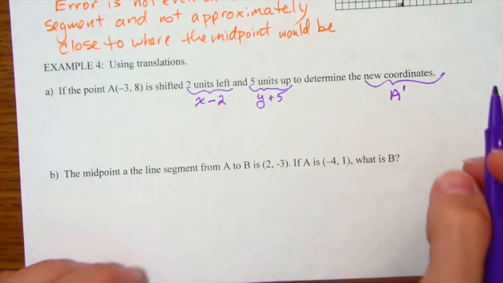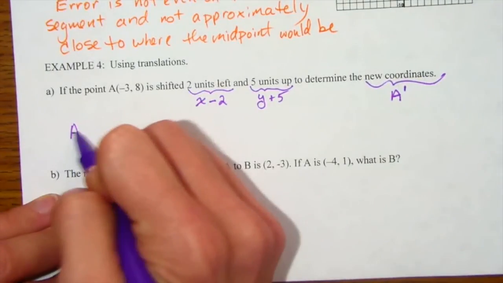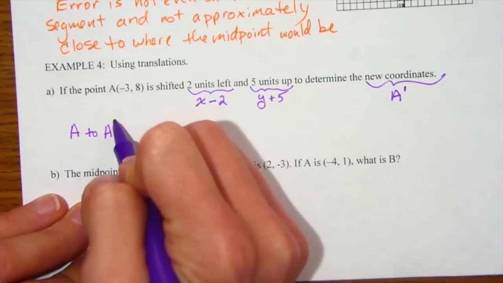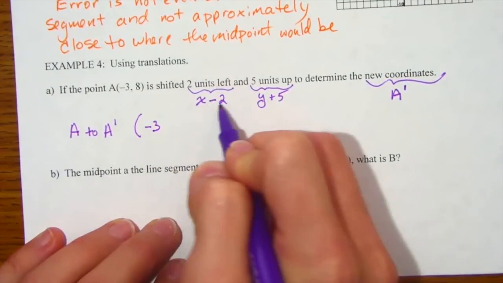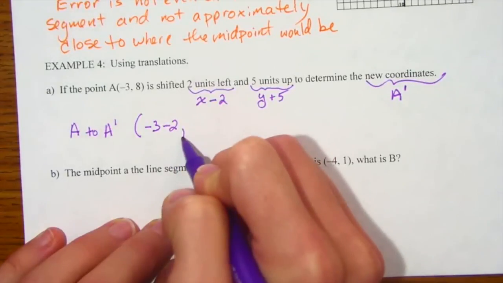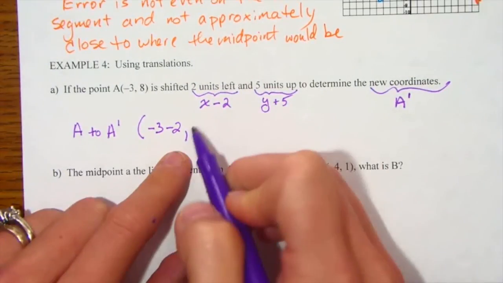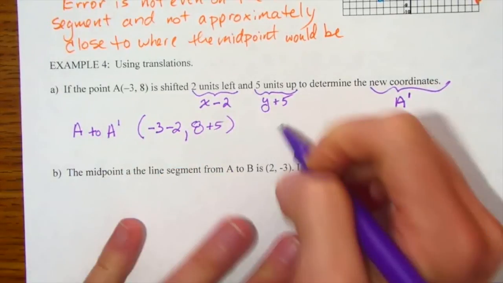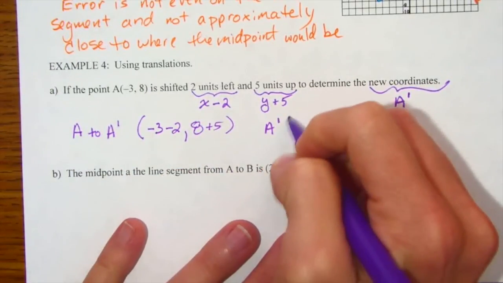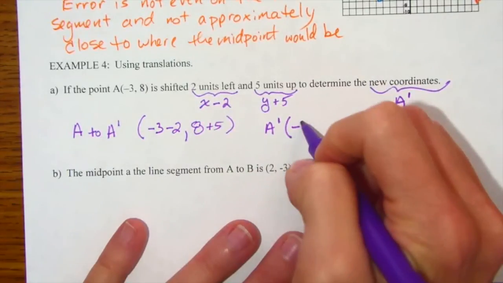So what you're going to do is from A to A prime, you are going to take -3 minus 2. That's going to shift that guy left. And you are going to take 8 up 5. And so A prime is -5, 13.